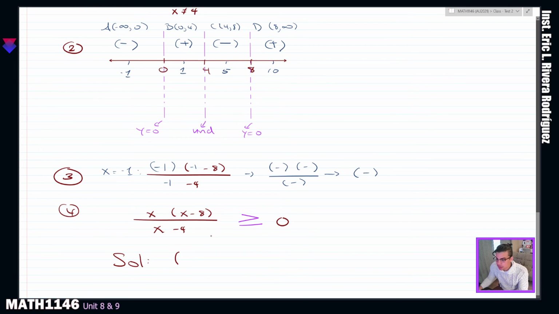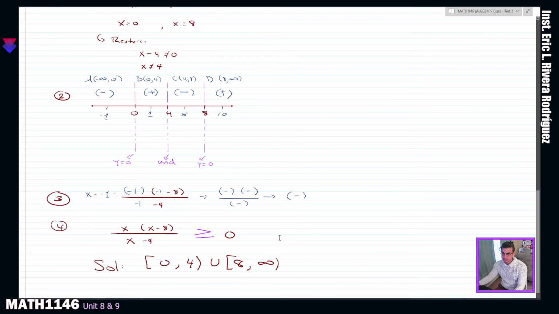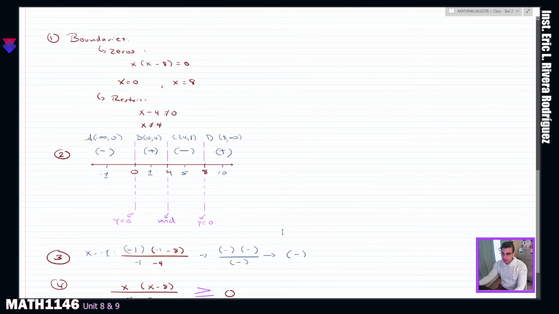from 0, but I'm going to include 0 because here I have an equal sign. From 0 to 4, I'm not going to include 4 because at 4 we have an undefined value, from 8 to positive infinity. Okay, and that's how you solve this exercise. Any question?